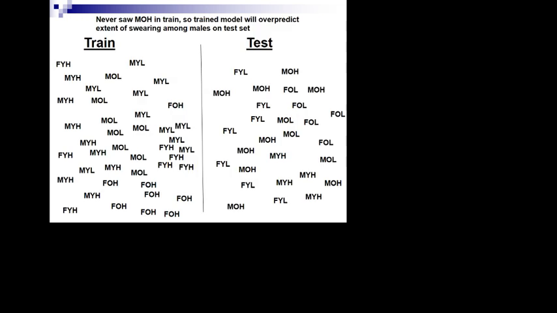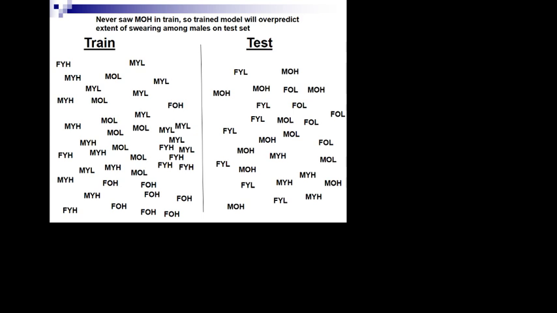Okay, so look at this slide here. This is kind of a graphical representation of what I just said. Let's imagine that each one of these 3-letter words here is indicating 3 different variables. The first one, F versus M, is female versus male. Y versus O is young versus old. H versus L is high socioeconomic status, low socioeconomic status.